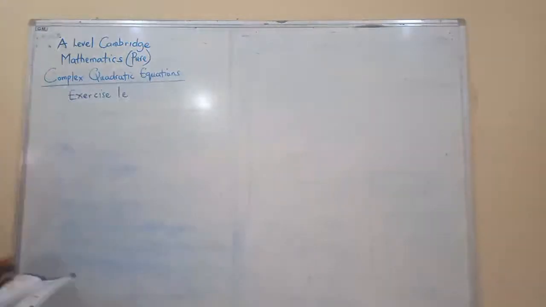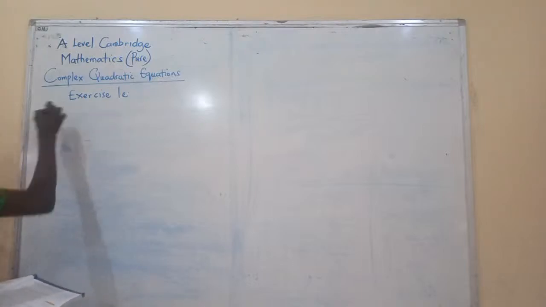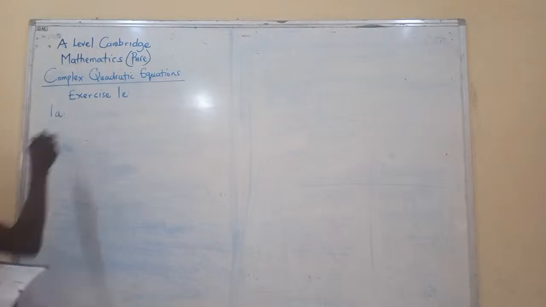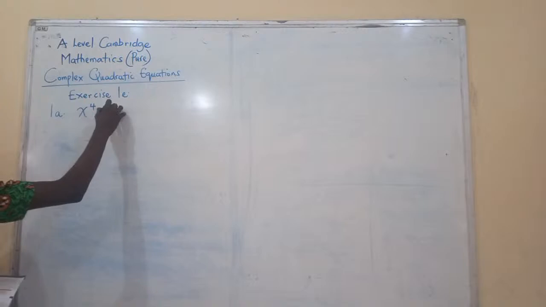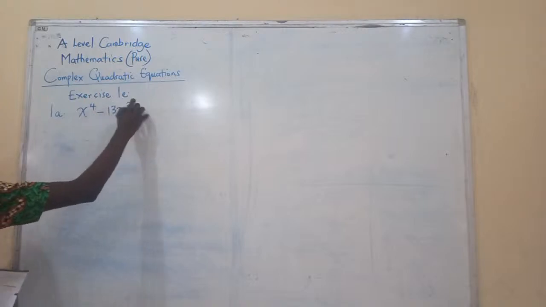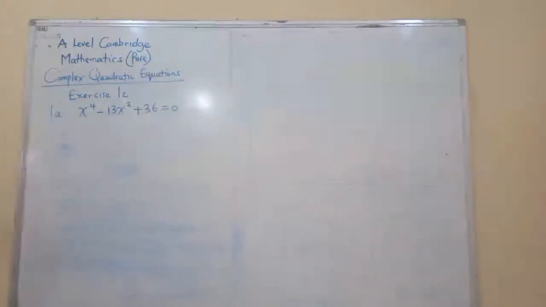So let's do number one. Let's do 1E. I'm just trying to establish the technique. It says x to the power of 4 minus 13x squared plus 36 equal to 0. So we're required to solve that. Okay, which we have also done. I'll be fast with that.